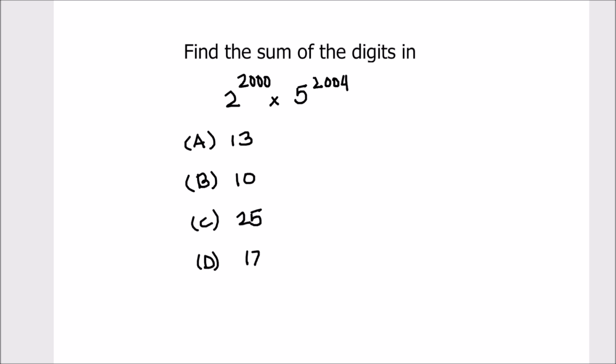Hello student, in this video we are going to solve this class 10th multiple choice question which says find the sum of the digits in 2 raised to power 2000 times 5 raised to power 2004, and we have been given 4 options. This is a very important MCQ for class 10th exam and it can also be helpful for other competitive exams as well. So let's start with a solution.